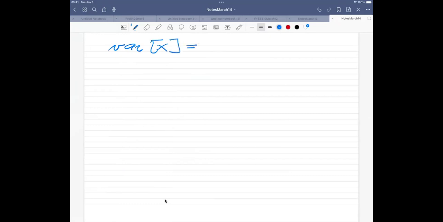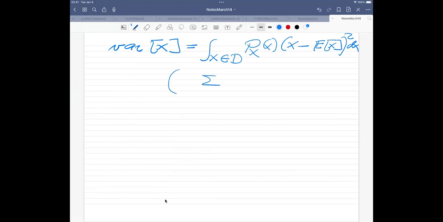And this quantity is then defined formally if we now have a continuous distribution. So we have this P of X, and then I have X minus the expectation value of X squared dX. Alternatively, if I have a discrete probability distribution, then I have I elements in D, and then I'm summing over P of X of I, and then I have my X of I minus the mean value squared.